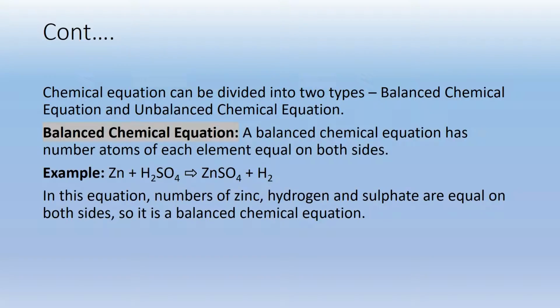A chemical equation can be divided into two types: balanced chemical equation and unbalanced chemical equation. A balanced chemical equation has the number of atoms of each element equal on both sides. Example: Zn + H2SO4 → ZnSO4 + H2. In this equation, the numbers of zinc, hydrogen, and sulfate are equal on both sides, so it is a balanced chemical equation.